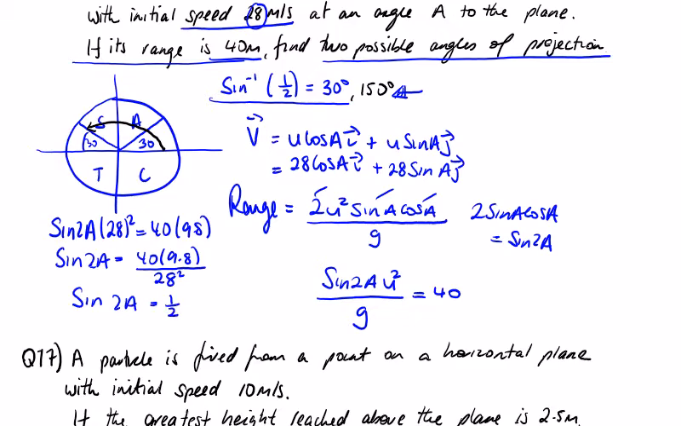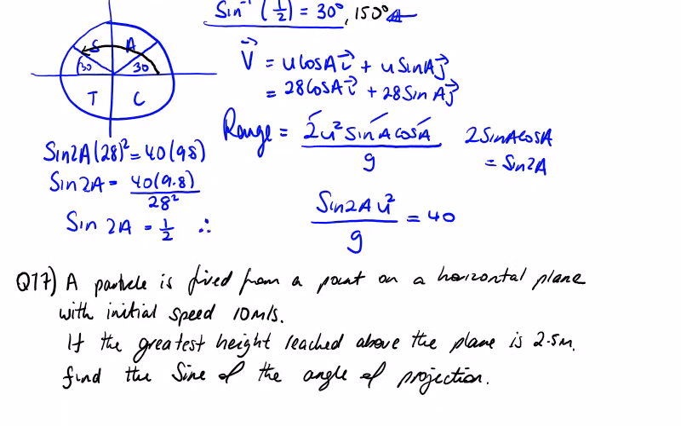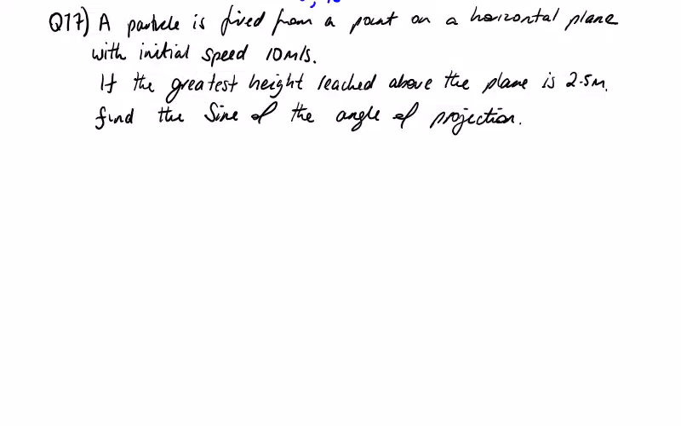which brings me back to the first part of the question. So therefore 2 alpha is equal to those angles, 30 and 150. So alpha, like these trig questions from Leaving Cert maths, we divide by 2 to get 15 degrees and 75 degrees. Question 17, a particle is fired from a point on a horizontal plane with initial speed 10.